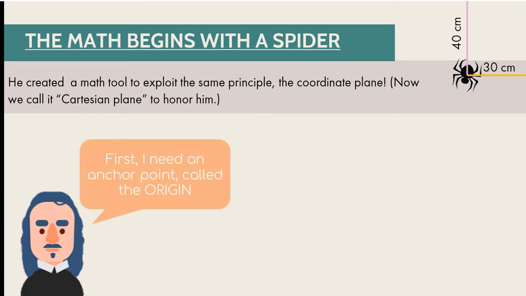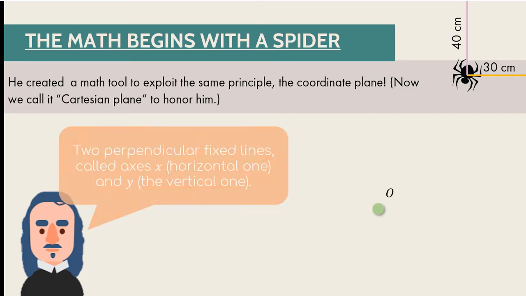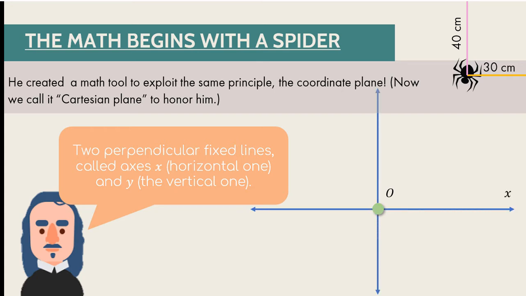And first, we need an anchor point called the origin. Next, we have two perpendicular fixed lines called the axes x and y. X is the horizontal one, while y is the vertical one. And I would like to add some information here. The origin O must be the intersection of the two lines. We have the axis x horizontally and the axis y vertically.